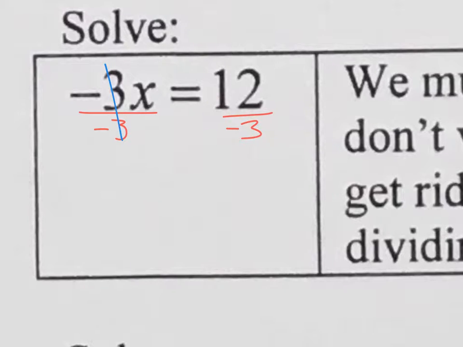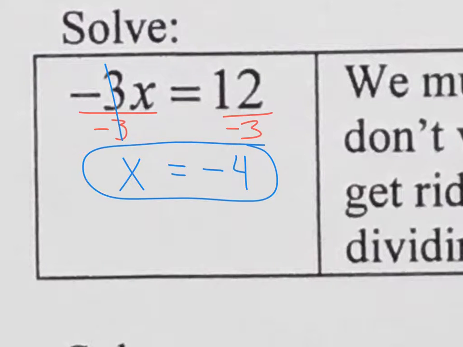So the -3's cancel out, the x comes down, the equal sign comes down, and then it goes back to knowing how to divide and multiply and add and subtract integers. 12 divided by -3, what's the answer? -4. A positive divided by a negative is a negative.